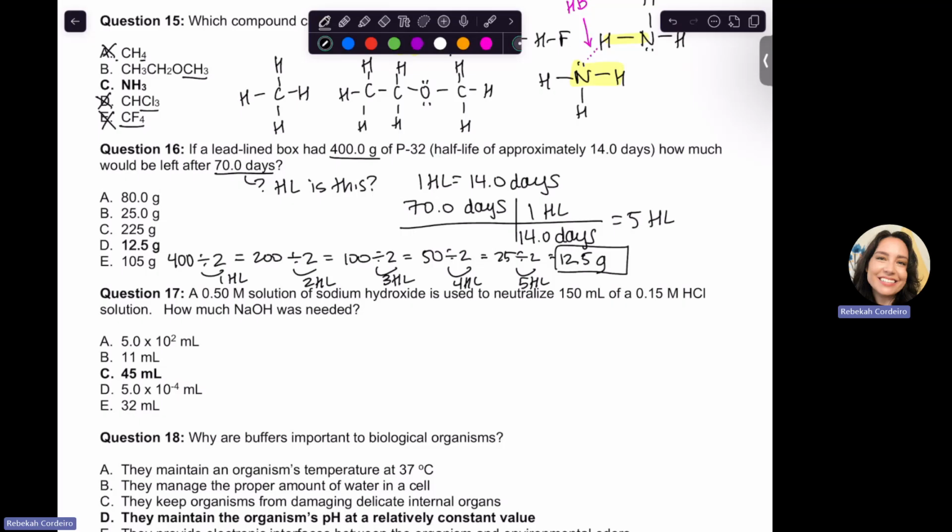So first, you always want to ask yourself, how many half-lives is that? And that's either going to be cut it in half to figure out how many half-lives it is, or do this conversion to figure out how many half-lives it is, and then apply it to either type of problem.